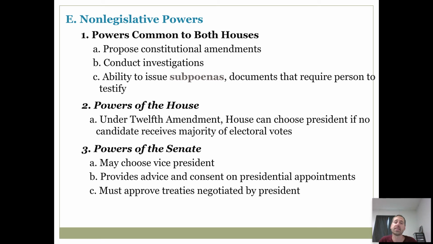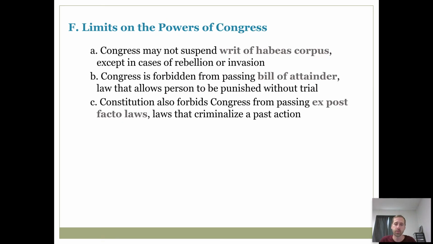They give advice and consent. They approve presidential appointments, and they approve treaties negotiated by the president. So these are powers that they have, but they aren't legislative powers. These are other powers. We have denied powers as well. Denied powers limit Congress.